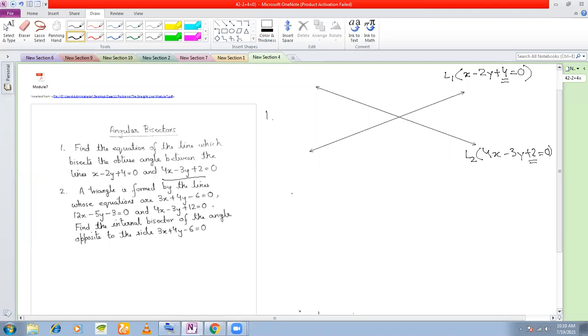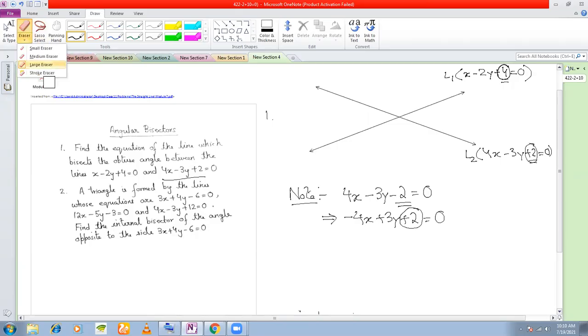Now, suppose I'd like to discuss this. If instead of this, I would give you the equation 4x minus 3y minus 2 is equal to 0, then what would you do? C here is negative, isn't it? Then how do you make it positive? Change the sign of everything. You take minus 4x plus 3y plus 2 is equal to 0. This equation can also be written in this manner. See, now C here is positive, isn't it? Is this clear to everyone? Yes, sir. So whenever you're finding the equation of bisectors, always make C positive. If it is negative, make it positive.